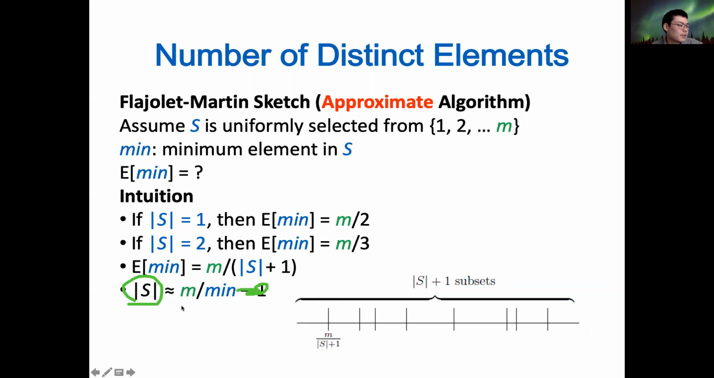Put simply, what you need to do is check the stream of items and keep the minimum item that you see so far. Once you have the minimum item, and you also know the range m, you just divide m by the minimum item you see. You can estimate how many distinct items there are. This looks pretty crazy, right? Of course, this is not always correct, but we'll show that this can be correct with certain probability, and then you can use a Chernoff bound.